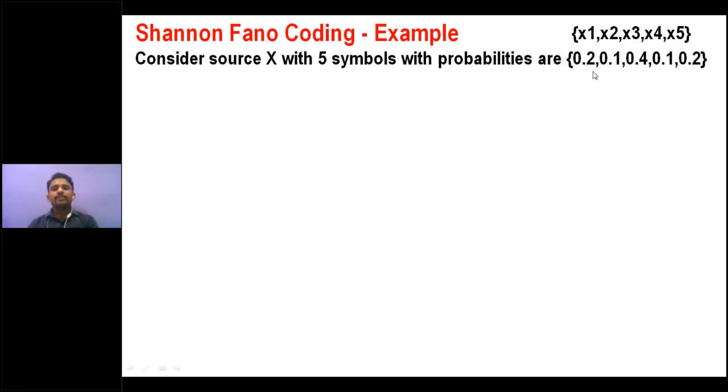Probability of x1 is 0.2, probability of x2 is 0.1, probability of x3 is 0.4, probability of x4 is 0.1, probability of x5 is 0.2. So different values we have. Now, how can we encode each of these symbols into binary code?